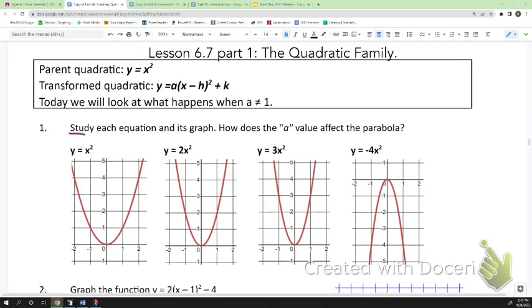All right, when we study each equation in its graph, how does the a value affect the parabola? In the first graph, the a value is 1. We should notice from the origin, if we go right 1 and up 1, we'll get to our first point.